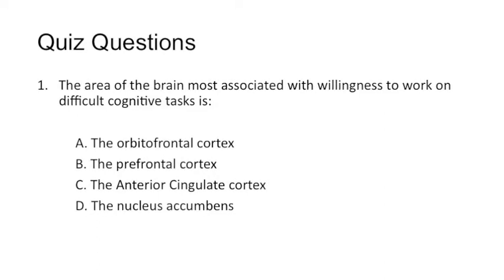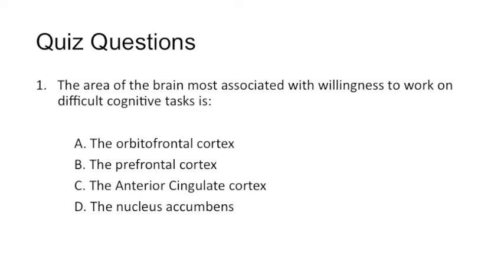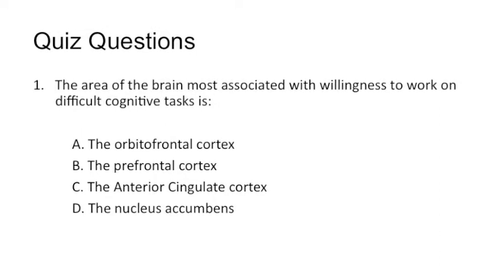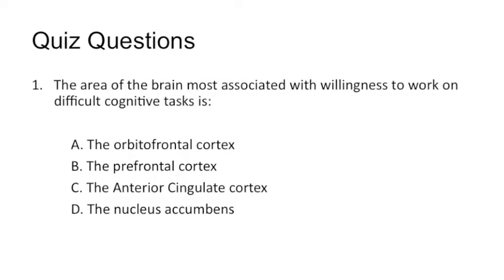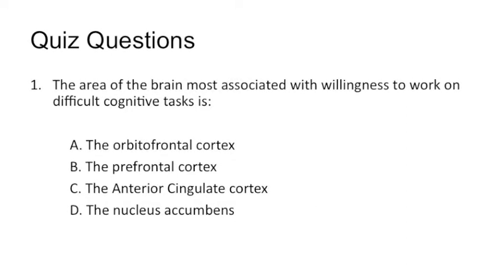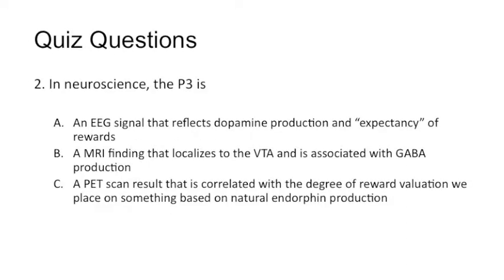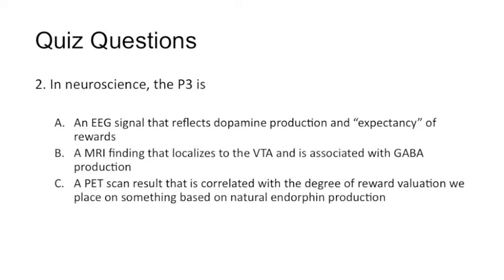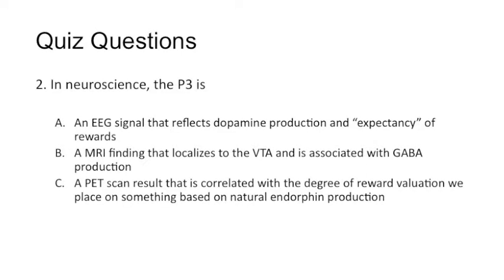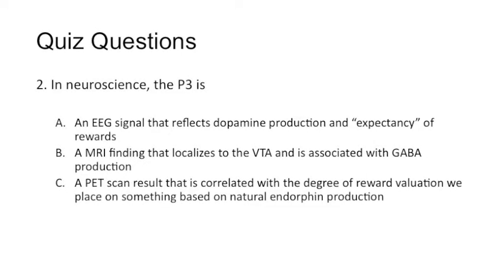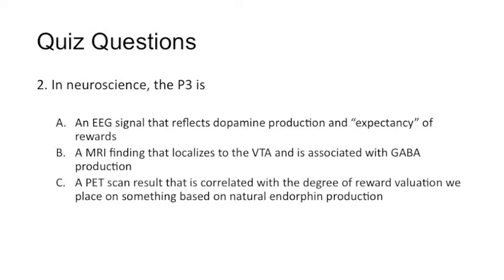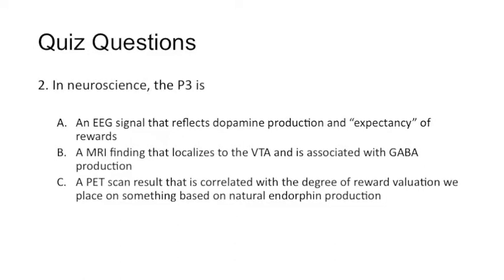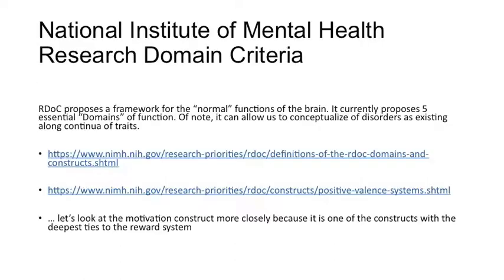Let's start off with a warm-up quiz question. The area of the brain most associated with willingness to work on difficult cognitive tasks is? And go ahead and just record your answers. And a second question is, in neuroscience, the P3 is? Again, go ahead and record your responses, and we'll take a look at these again a little later.